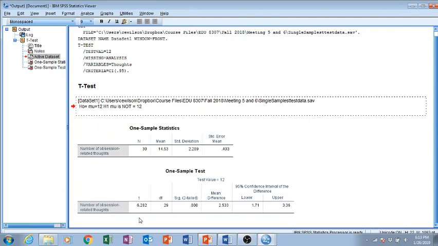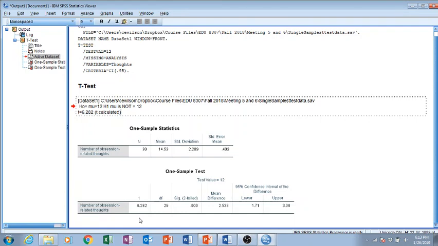6.282. So t equals 6.282. And this, from our little talk earlier, is t calculated. This is our t calculated. There's also a t critical that we talked about.